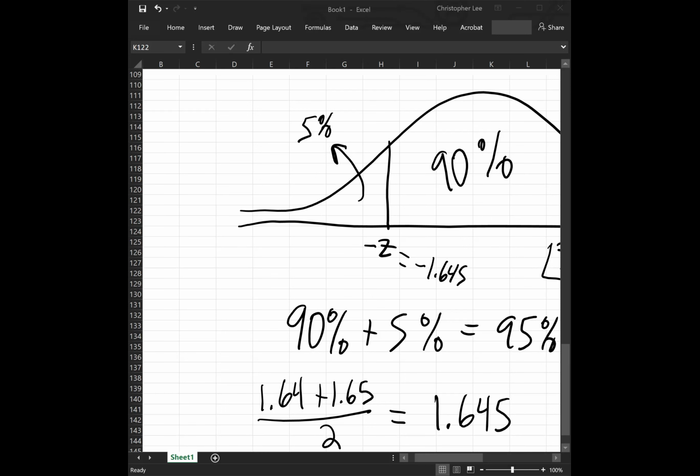You have to round it though, right? That's what we did, 1.645. I don't like rounding. You can write everything. All right.